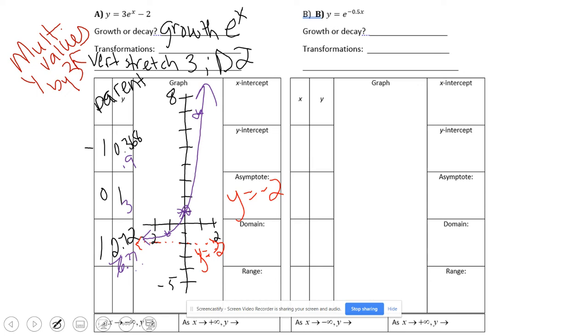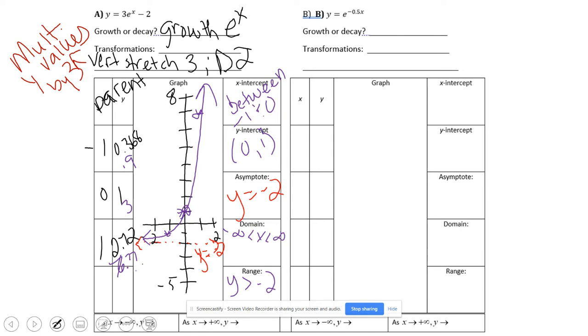Is there an x-intercept? There is, but it's a decimal. So we're just going to acknowledge that by saying between -1 and 0. Our y-intercept is 0, 1 still. Our domain is still -infinity to infinity. And remember your range, we have to look at our asymptote and see where our graph is going. So our asymptote is at -2, and the graph is going up. So y is greater than -2.